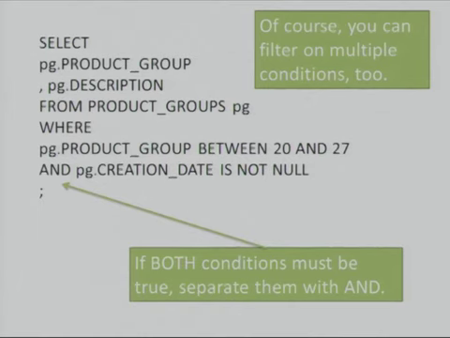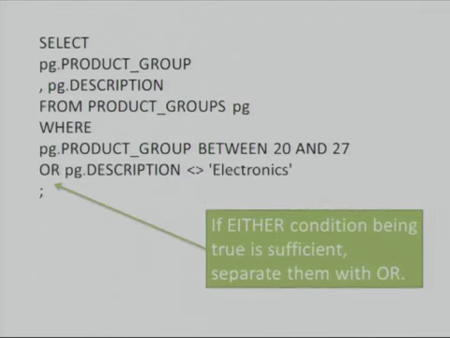Yeah. So I think I have, oh no, I don't have actually results. So the other thing you can do is use an or instead of an and. So in this case, it's saying where either the product group must be between 20 and 27, or the description is not electronics. So it's going to find any results where either of those are true.